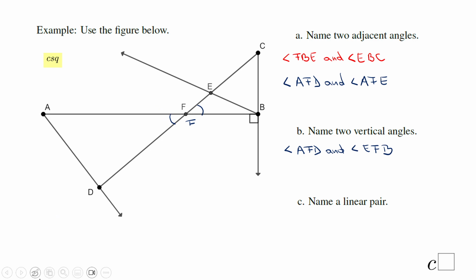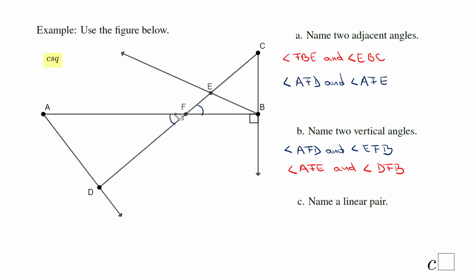Do we have another set? Of course we do, and these are going to be these two. This one here and this one here, which is going to be angle AFE and angle DFB. These two angles are vertical angles.